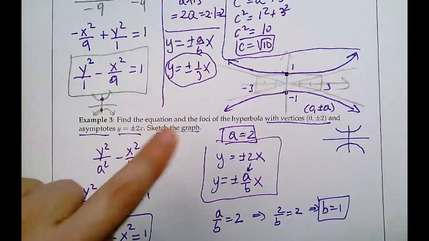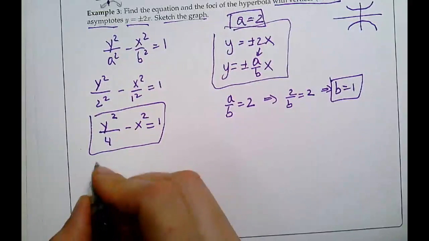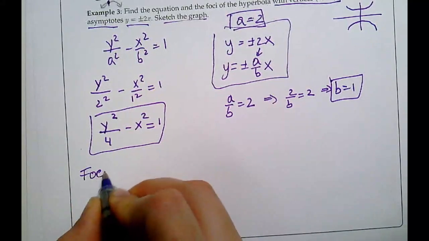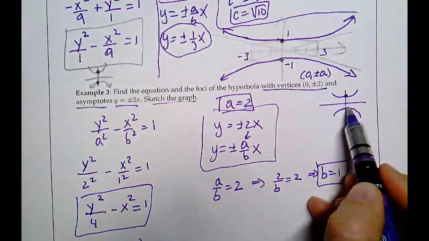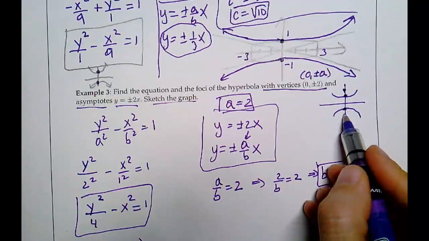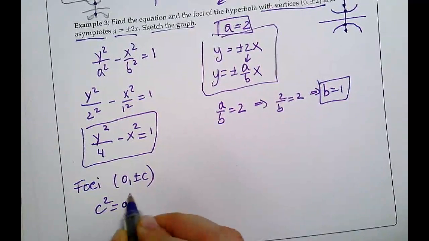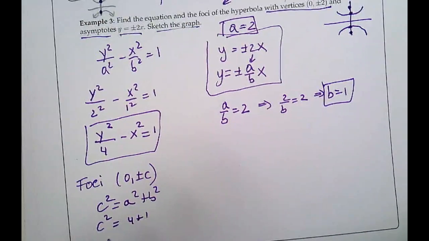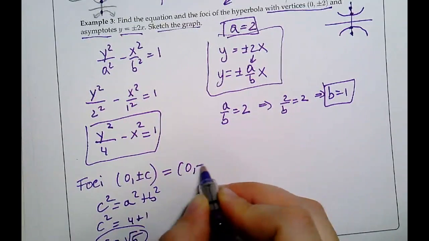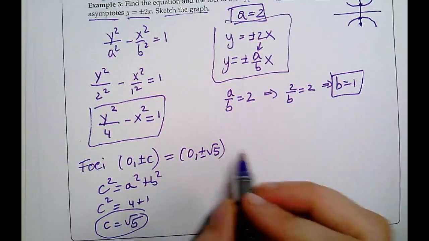Now, to find the foci, they are going to be 0 plus or minus c, right? Because the foci are also on the y-axis. They're going to be somewhere here and then somewhere there. So we just need to find c. We're going to use the fact that c squared equals a squared plus b squared. That gives me c squared equals 4 plus 1, so c equals square root of 5. So the foci are going to happen at 0 plus or minus square root of 5. And square root of 5 is 2 point something.